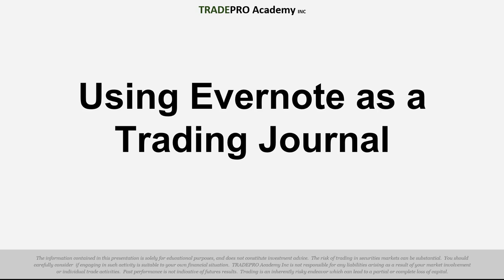Now, before we switch over to Evernote, I just want to stress the importance of keeping a trading journal. Personally, I don't know of a single trader that doesn't keep a journal. Think of it this way. All businesses must keep records. If you plan on being successful in this industry, keeping a journal is an absolutely crucial task.